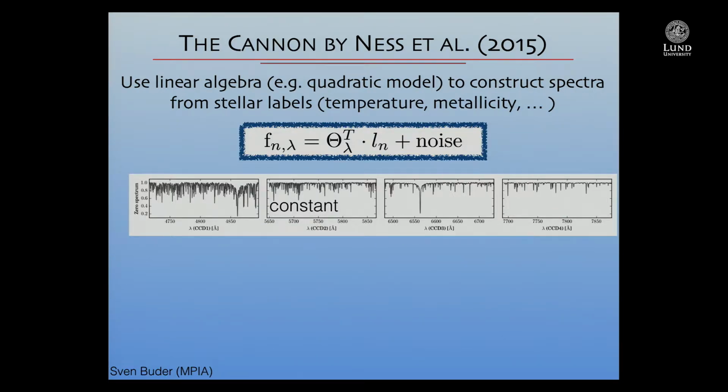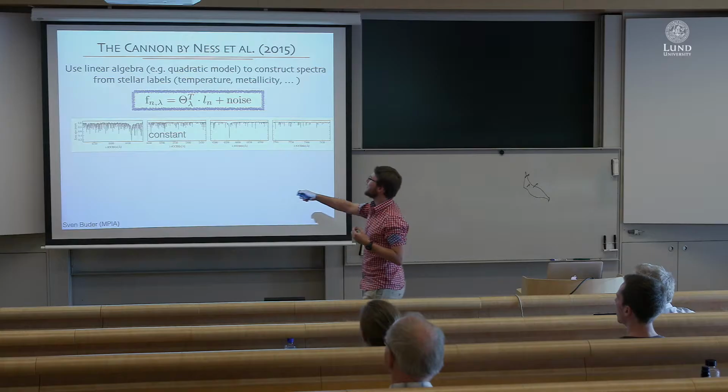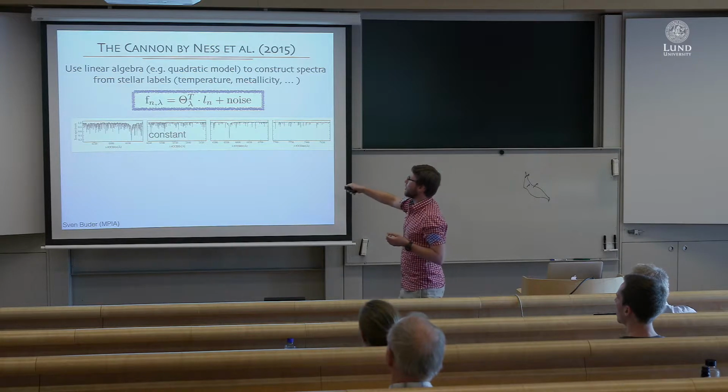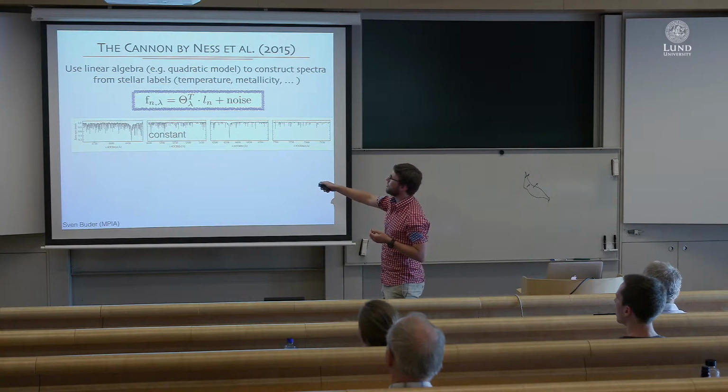So what I'm showing here is basically how the Canon works. We use linear algebra, which is computationally quite cheap, to construct spectra from stellar labels. Ross has shown this formula in a similar way, but different. What we try to do is link the flux that we have here with stellar labels, as I tend to call them, which can be temperature, metallicity, or whatever you want. And then you have these coefficients.